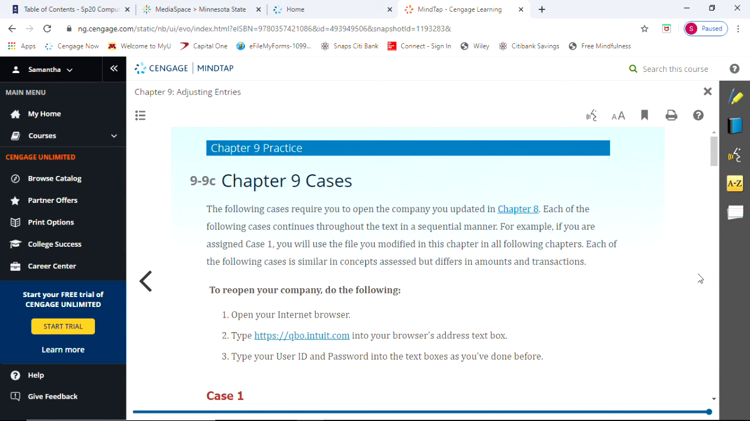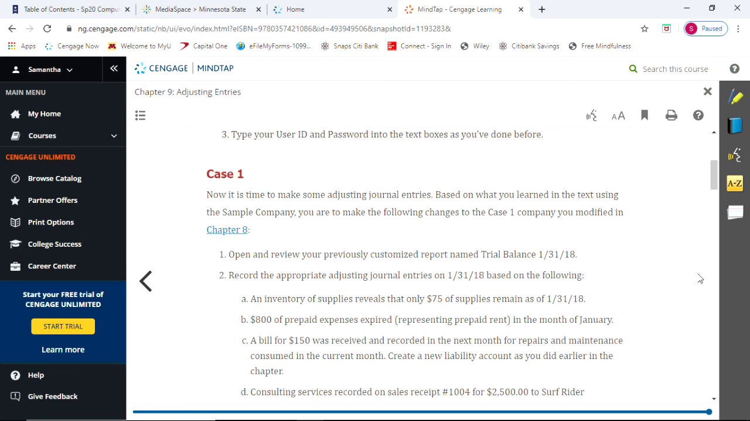And for case one, you're going to follow all the instructions in case one, paying really close attention to dates. Make sure that all your adjusting journal entries are on January 31st, 2018. Be really careful recording adjusting entries.